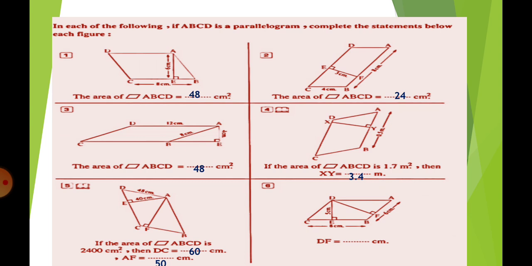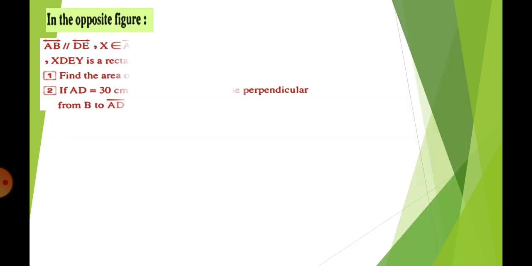The last one, find the length of DF. DF is the height corresponding to base AB. And we have two bases, then DF equals 20 divided by 3. The area is 40, 45 times 8 over 6 centimeters equals 20 divided by 3.